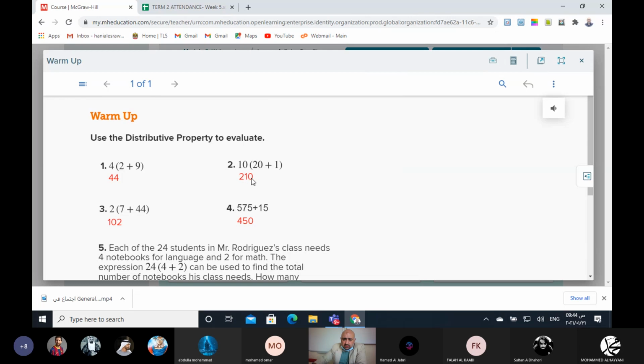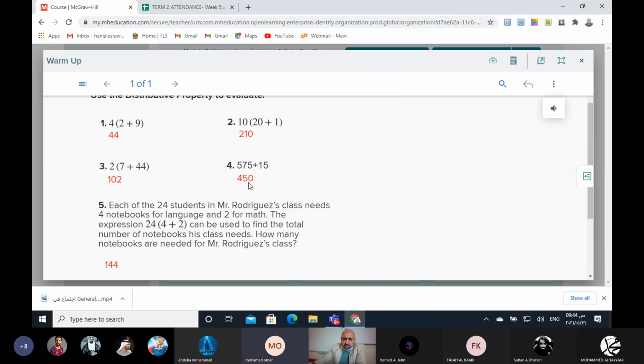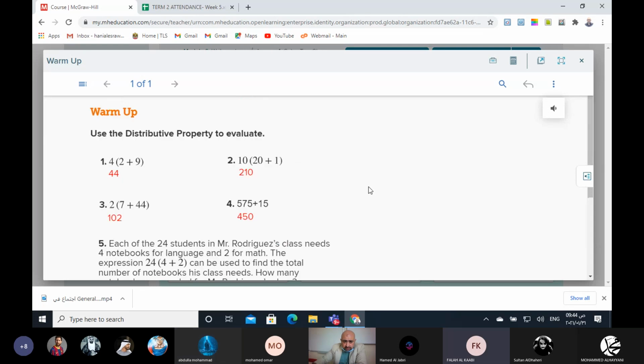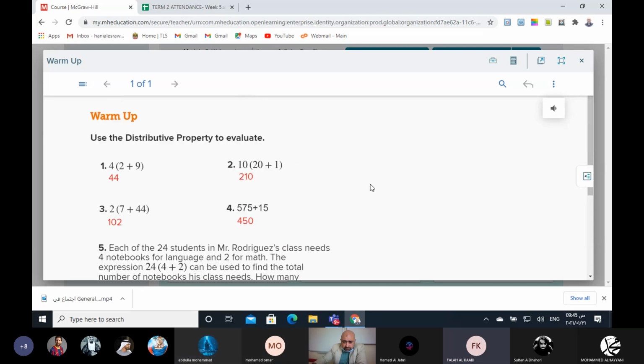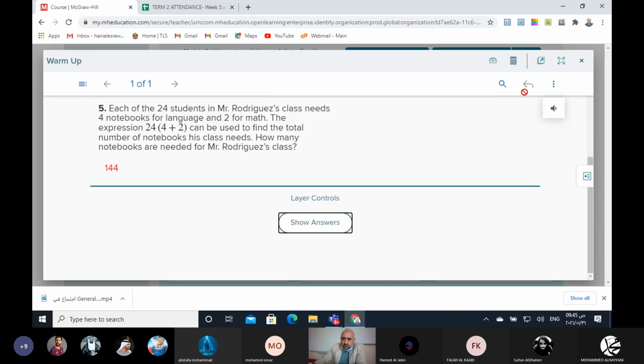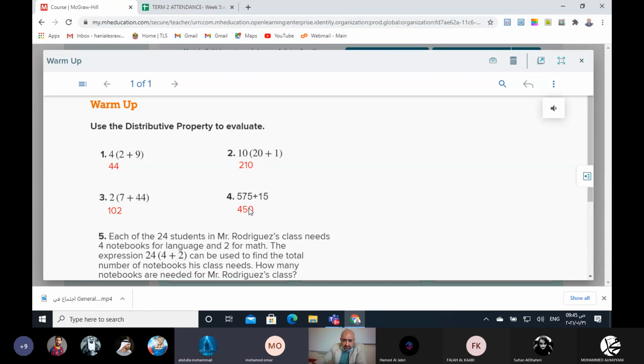Here 44, here 210, and here 102, and here 590. Wait, Mr., how is it 450? Exercise number 4? Yes, I think we have a mistake here, a problem in this question. Yes, this is wrong. The answer is 590. This is from the platform, not from me. Sometimes they are wrong.